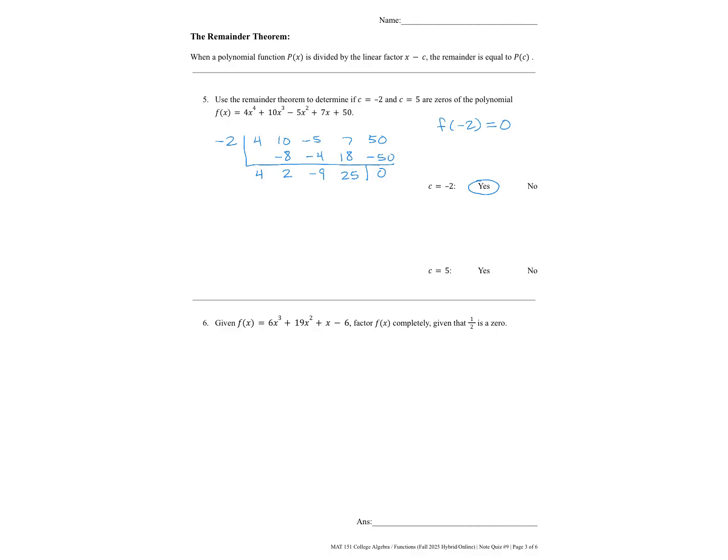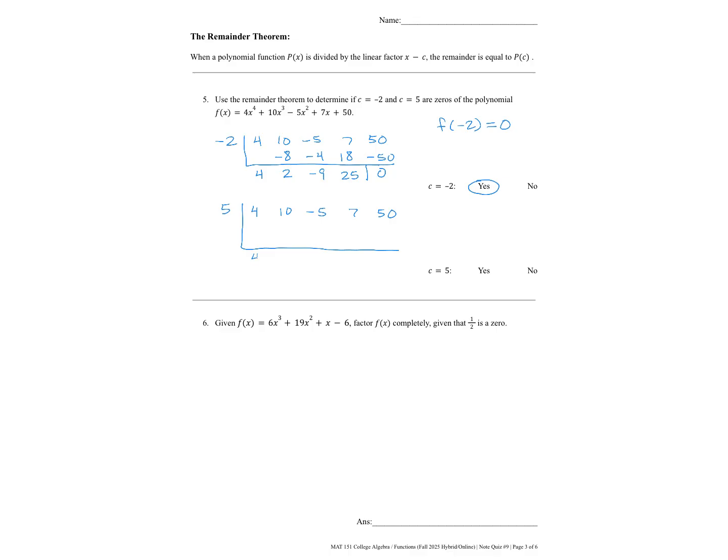Now let's repeat the process for 5. I'll give you a little warning here. The numbers are going to grow very quickly large. So let's go through, and you might want to have a little calculator out while you do this problem. We're going to take our 4, our 10, our -5, 7, and 50, and repeat the process.